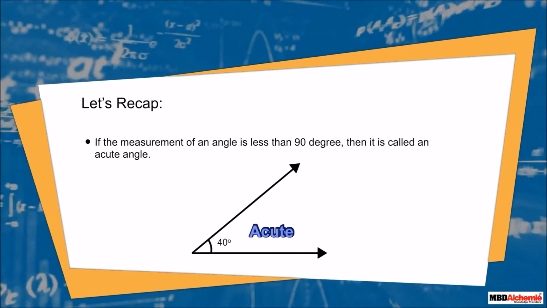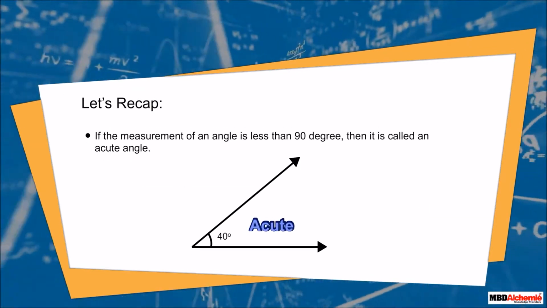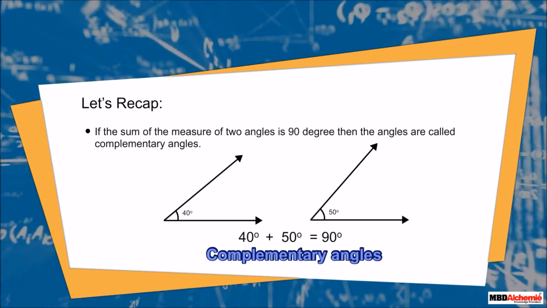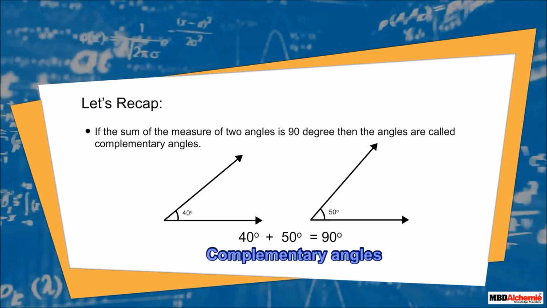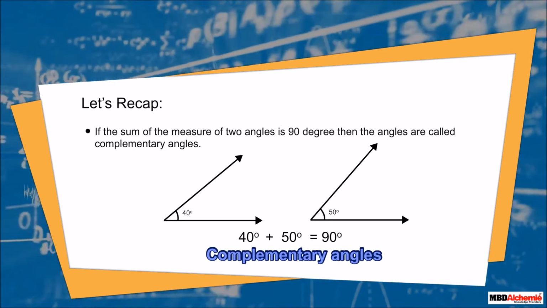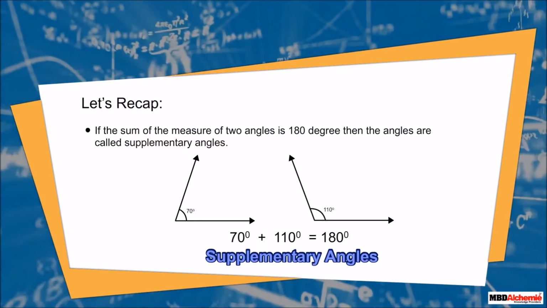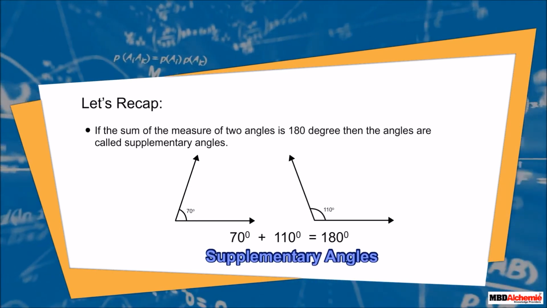If the measurement of an angle is less than 90 degrees, then it is called an acute angle. If the sum of the measure of two angles is 90 degrees, then the angles are called complementary angles. If the sum of the measure of two angles is 180 degrees, then the angles are called supplementary angles.